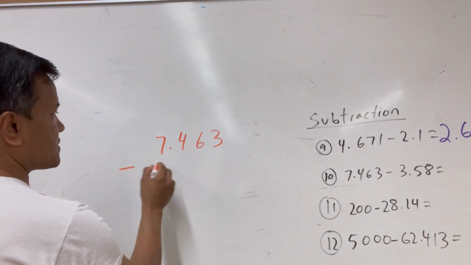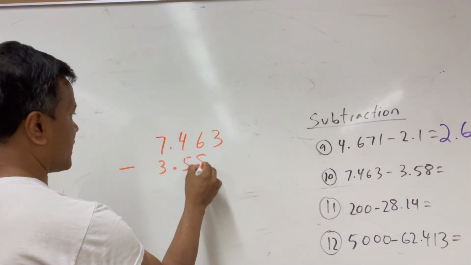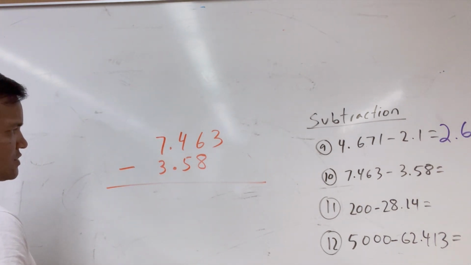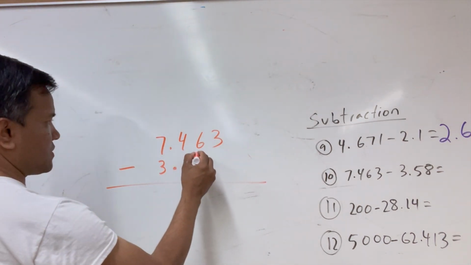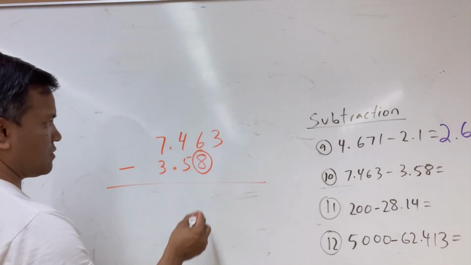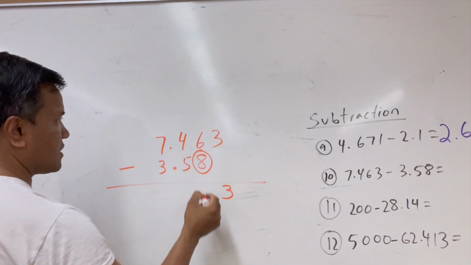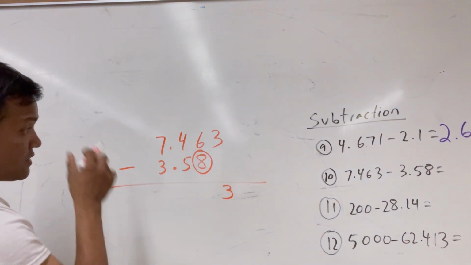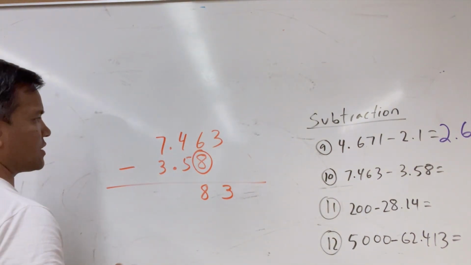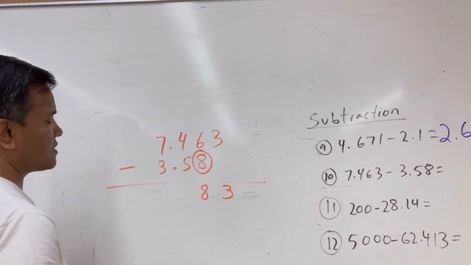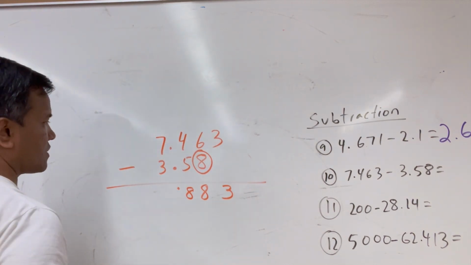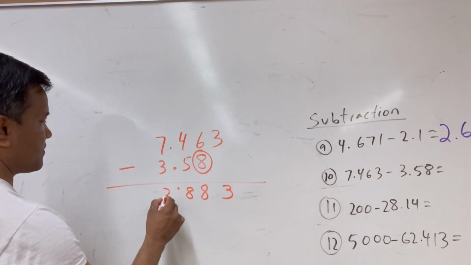7.463 minus 3.58. All right. So which one is least precise? This one. And what is the last digit? This. All right. So let's do the business as usual. 3, and then 16, and then 8, and then this is 3, 13, 8, and this is 6, and then 3.